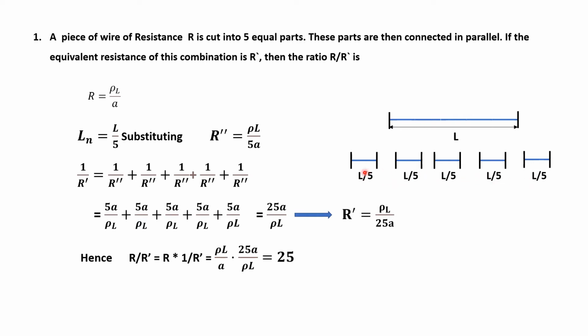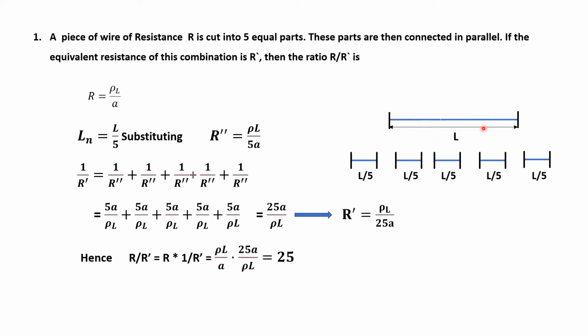So each cut wire will be of length L by 5, that is 1/5 of the original wire. And these cut wires are then connected in parallel. So let us assume the resistance of each cut wire to be R double dash. And the resistance of the original wire is R.